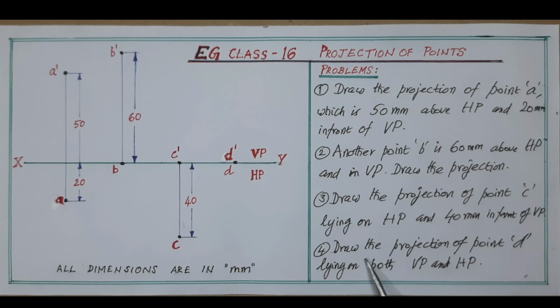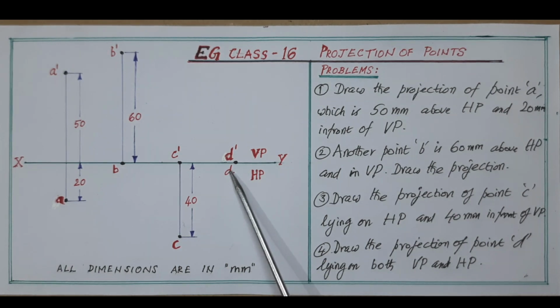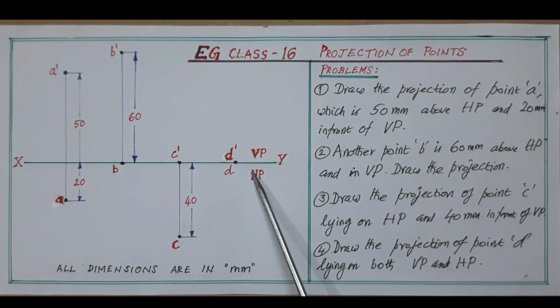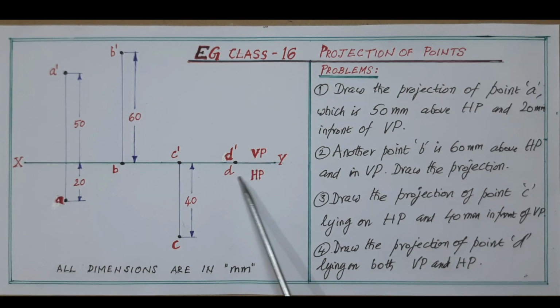Next, as per the fourth problem, draw the projection of point D lying on both VP and HP. So as shown here, since the point is lying on both horizontal plane and vertical plane, in which case the only possibility is the image of the point is on the XY reference line itself. So both images should be on the XY reference line alone. Just mark the point now as D dash and D as shown here, suitably as shown.